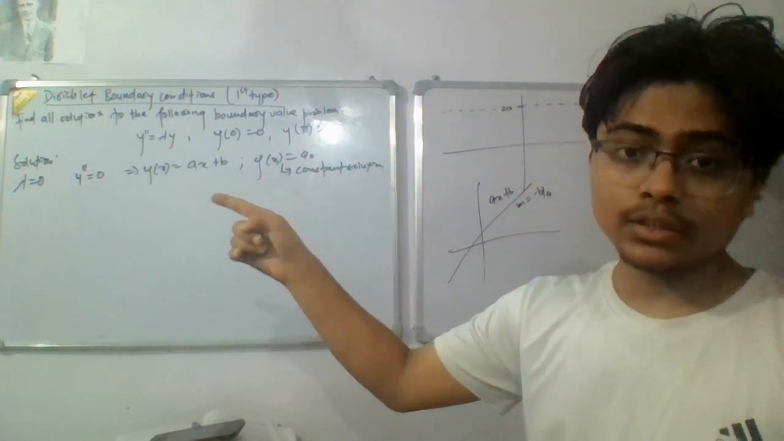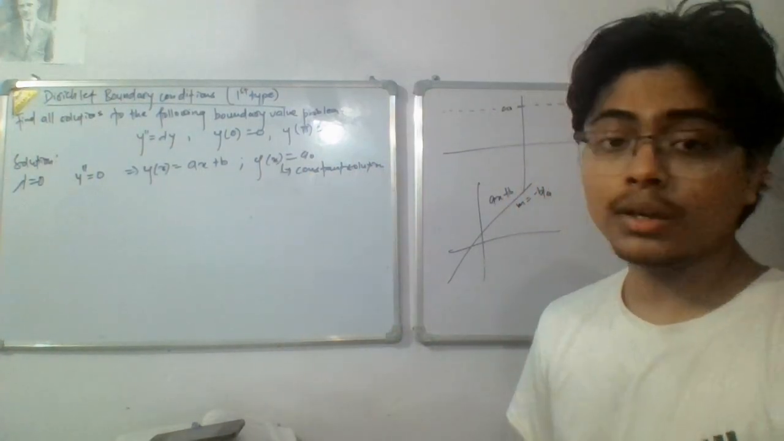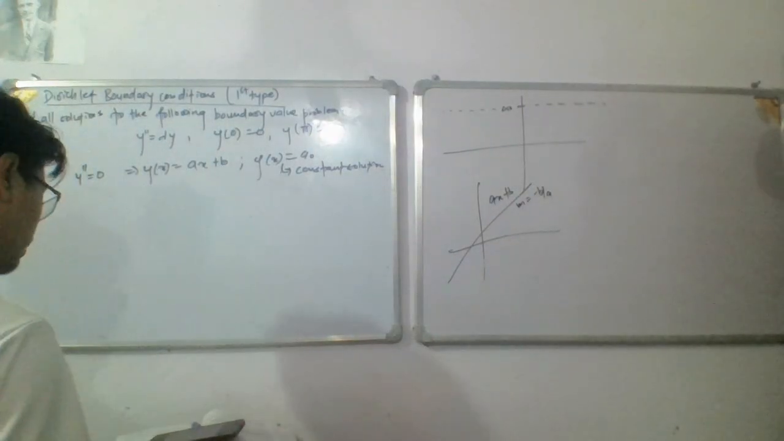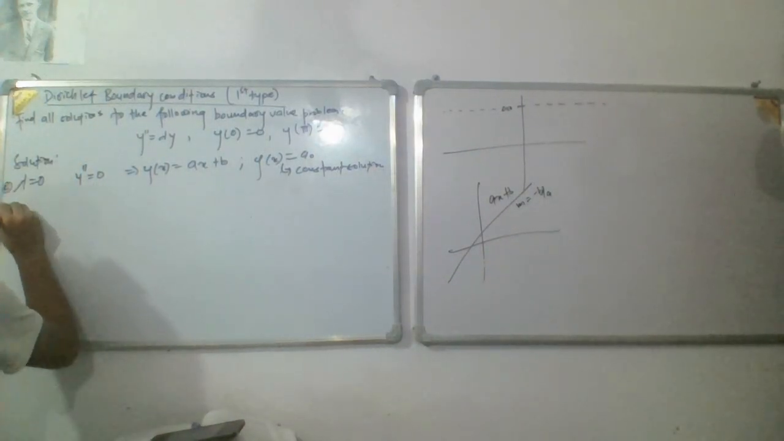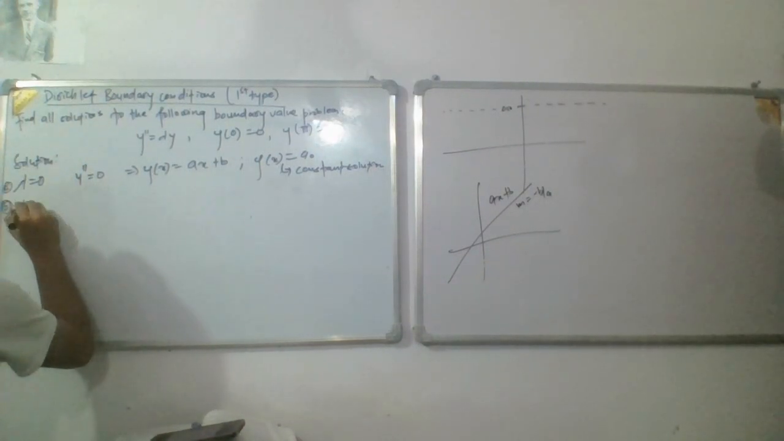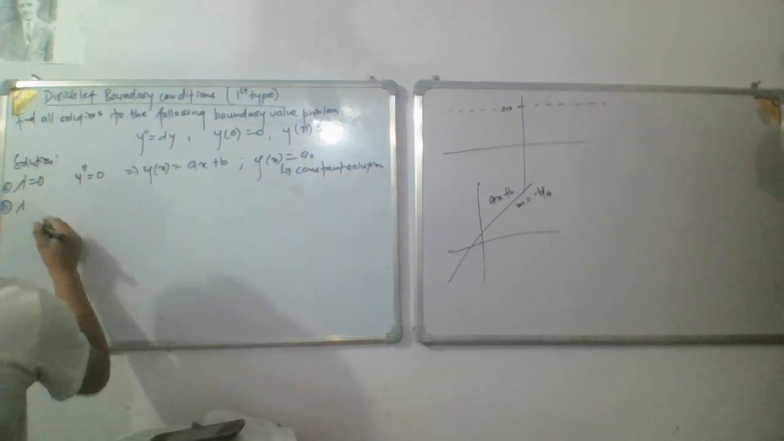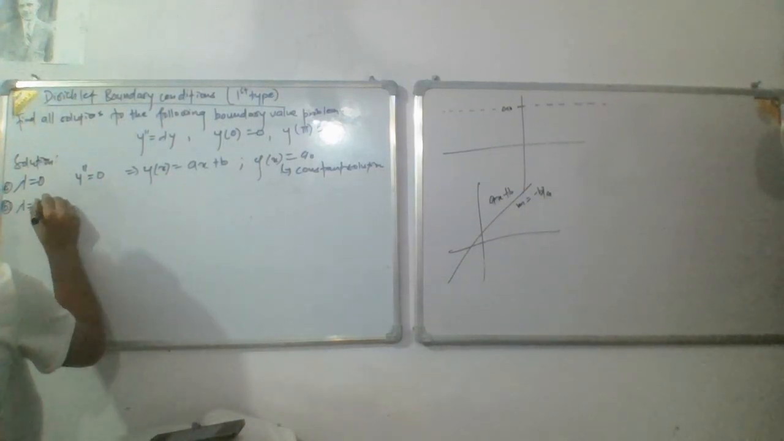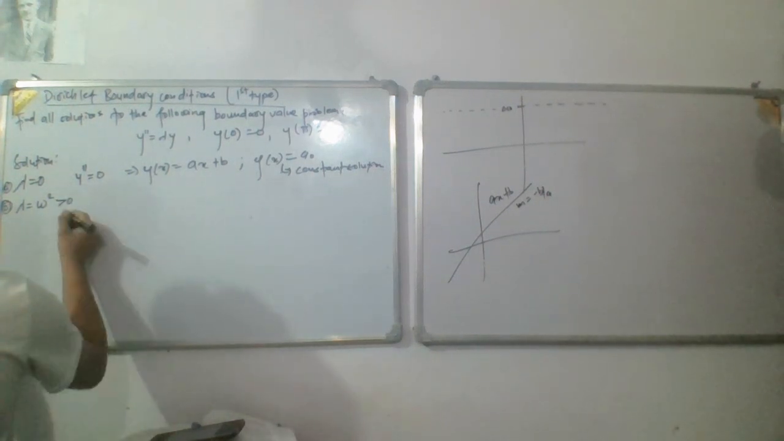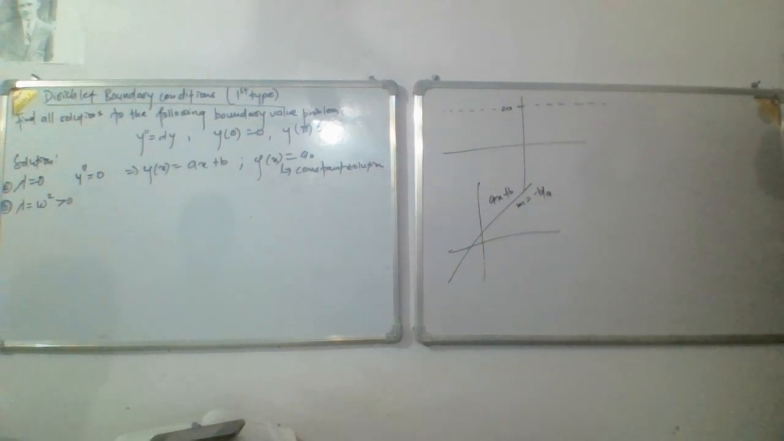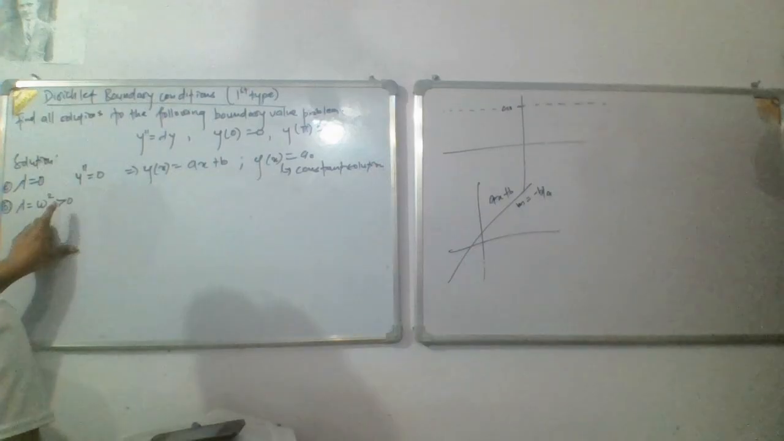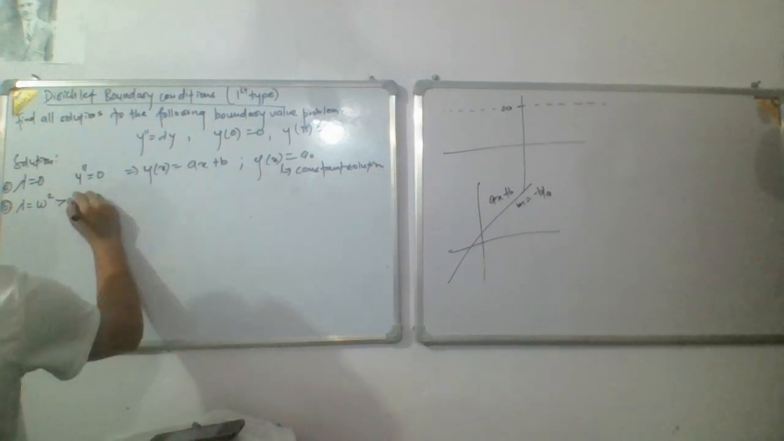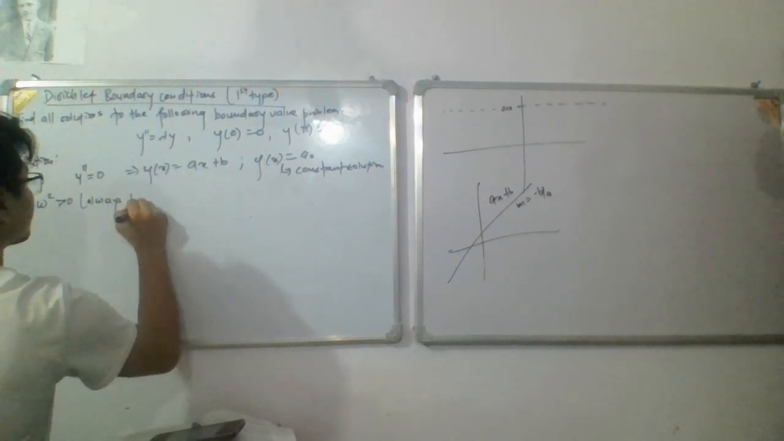Now that is the solution for when lambda is equal to 0. Now let's see if lambda is not equal to 0, but rather lambda is greater than 0. That means lambda is equal to omega squared, so it's always positive. What are the solutions that we get if lambda is always positive?